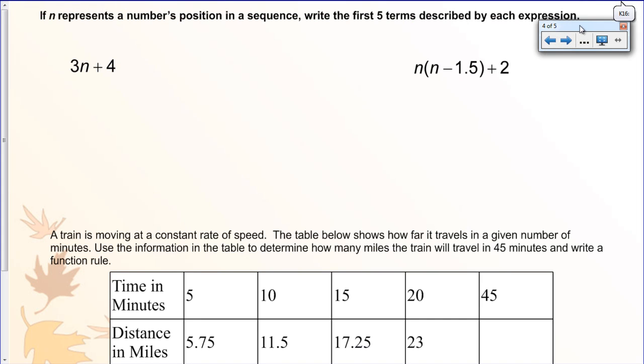So now we're going to use our rules. They're just going to give us some, and we're going to write the first 5 terms. There are a couple ways to do this.